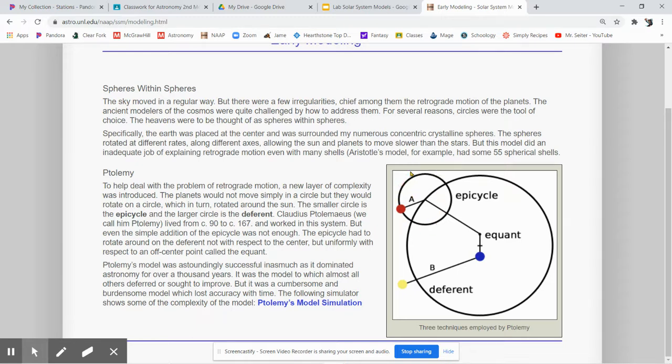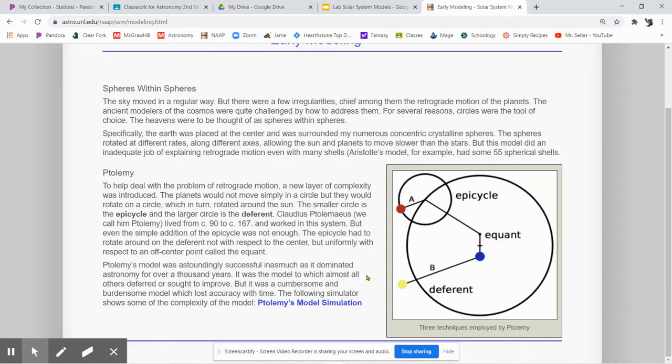The planets will make little circles around an invisible object as they go around the Earth. So they're going to orbit like this. Okay. So the sky moved in a regular way, but there were a few irregularities, chiefly among them the retrograde motion of the planets. The ancient modelers of the cosmos were quite challenged by how to address them.